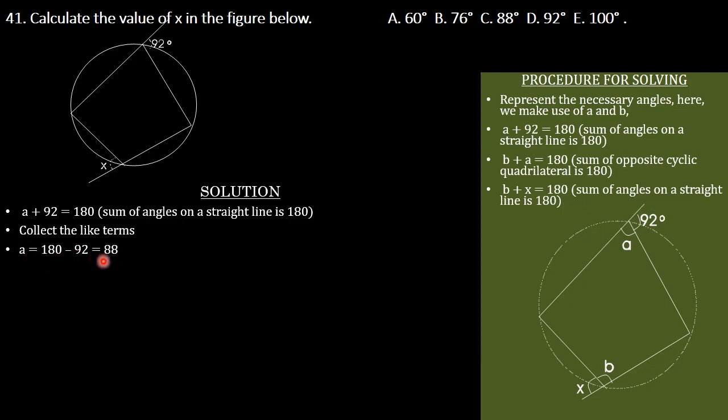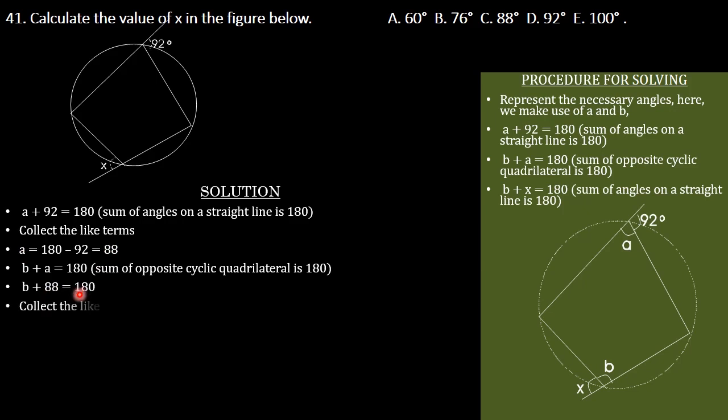You now say B plus A is equal to 180 degrees. That is the sum of opposite angles of a cyclic quadrilateral is 180 degrees. The sum of these two angles is 180 degrees. We now have B plus, when you substitute for your A, which is 88 degrees, we have B plus 88 is equal to 180 degrees, then collect the like terms. B is equal to 180 minus 88 equals 92 degrees.